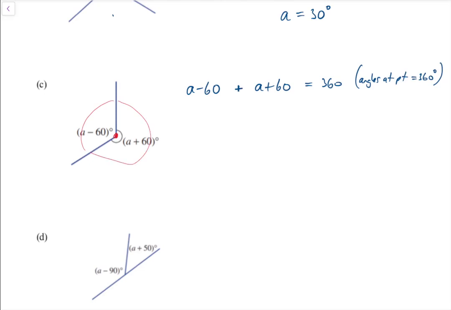Now, here's the trick. With this question, you've got a minus 60 and a plus 60. A minus 60 and a plus 60 add to give nothing. So they knock each other out, which means I've really got A plus A, which is 2A. Divide both sides by 2. A equals 180 degrees.